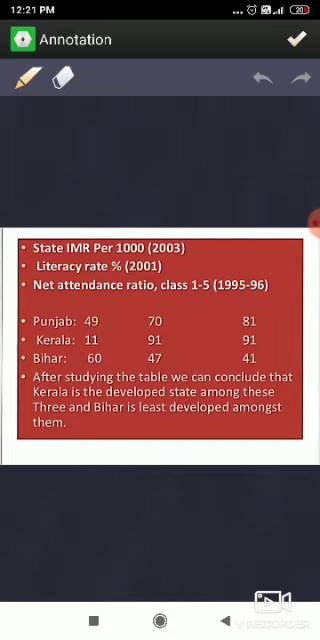So now we have observed the data of Punjab, Kerala and Bihar for infant mortality rate, net attendance ratio and literacy rate. After studying the table, we can conclude that Kerala is the most developed state among these three, and Bihar is the least developed. How? Because Kerala has everything in a proper way. Infant mortality rate is low, literacy rate is high, and net attendance ratio is also high. So we can say Kerala is the most developed among these states.